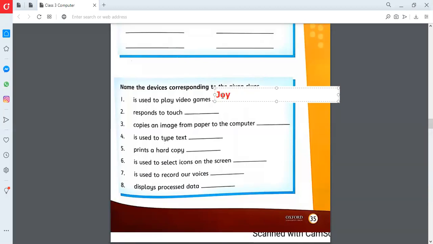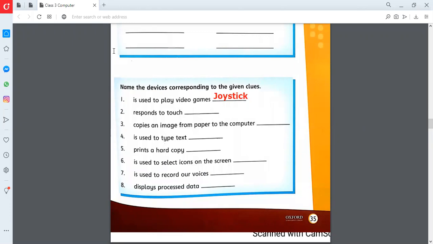But nowadays, they are used almost in every game. They are designed for video games. Joystick is designed for video games. So the answer for the first hint is joystick.